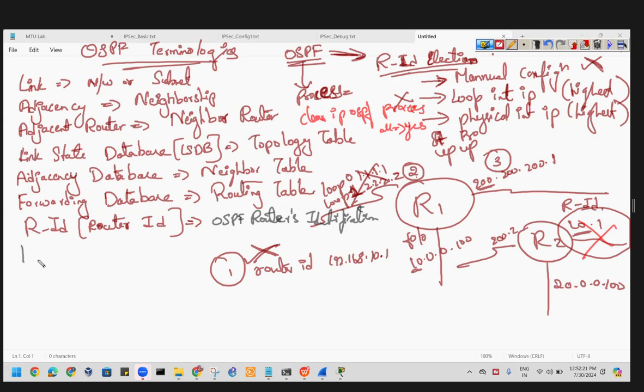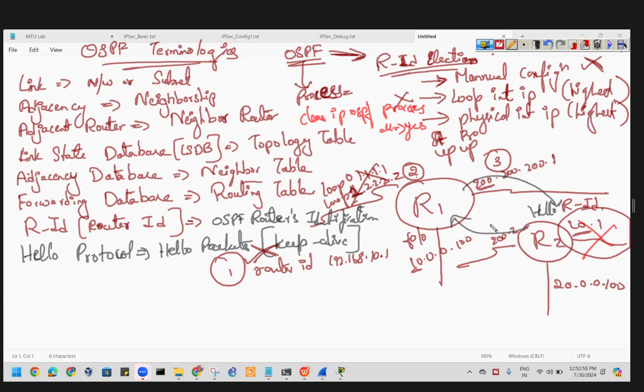Then you have the hello protocol. Hello protocols are used to exchange hello packets. Hello packets are like keep alive. What do you mean by keep alive? To check if your neighbor is still alive. Every so frequently one router will share a hello packet with the other neighbor. If the hello packet comes back in reply, then my neighbor is all good. So that is about the hello protocol.